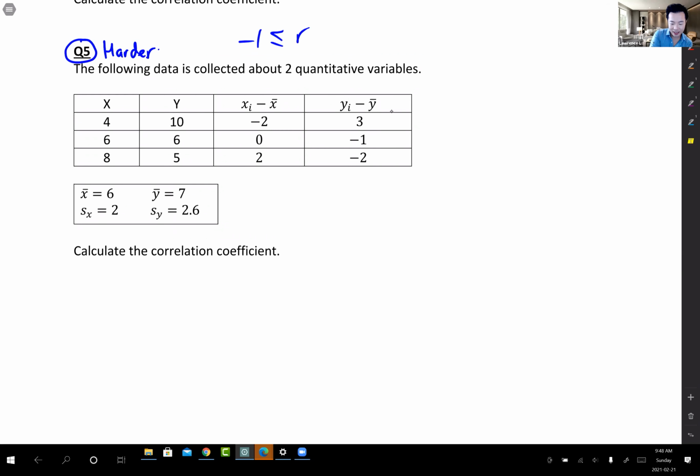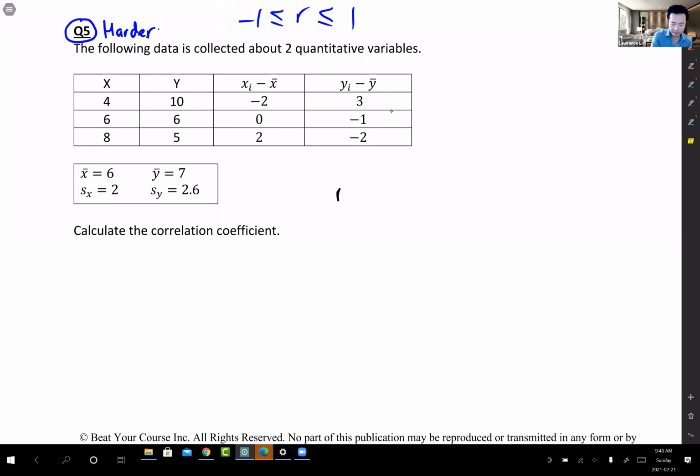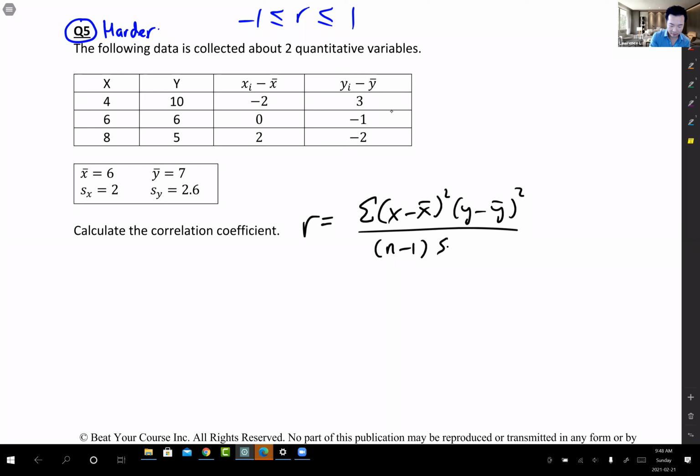So correlation has to be between -1 and 1. If your answer is outside that range, you may want to double check. For those who are stuck, this is the formula you should be using.